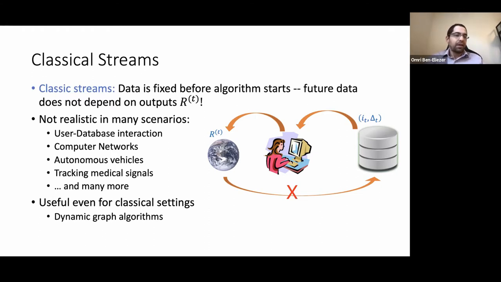It's also useful in the analysis of classical algorithms. For example, in dynamic graph algorithms, even if the sequence of updates is fixed in advance, it's sometimes useful to have an analysis that is suitable for interactive communication. So assuming that the stream is not fixed in advance is in many cases natural and required.